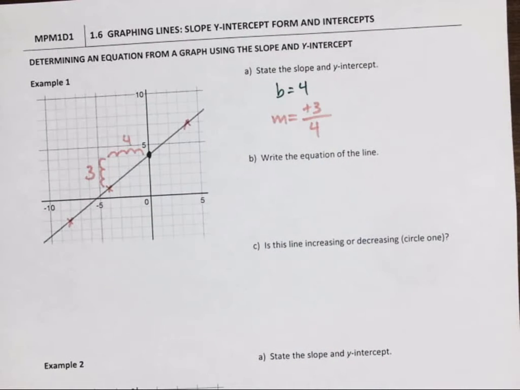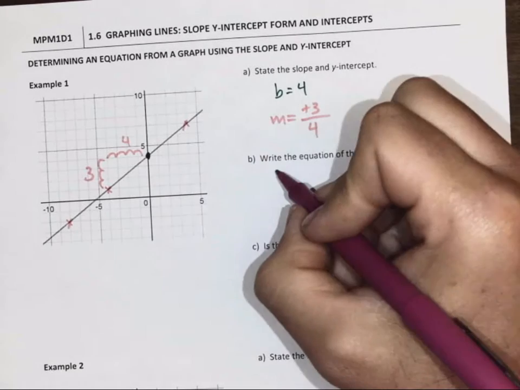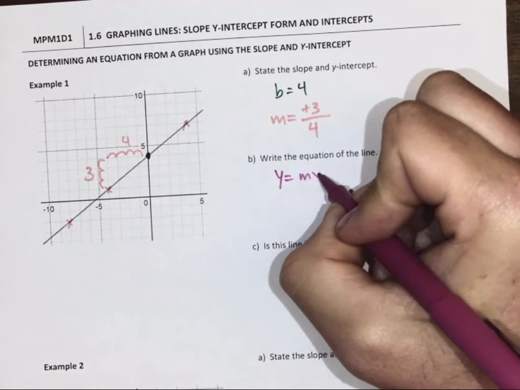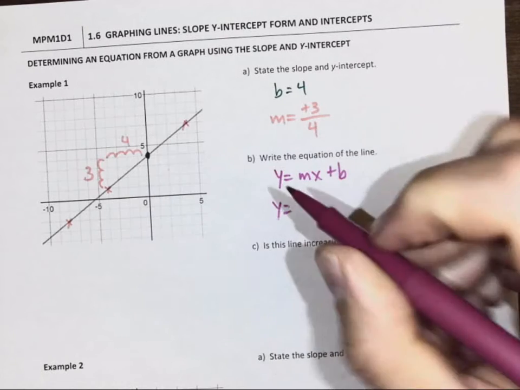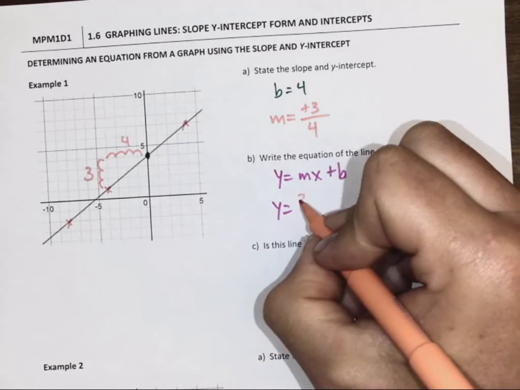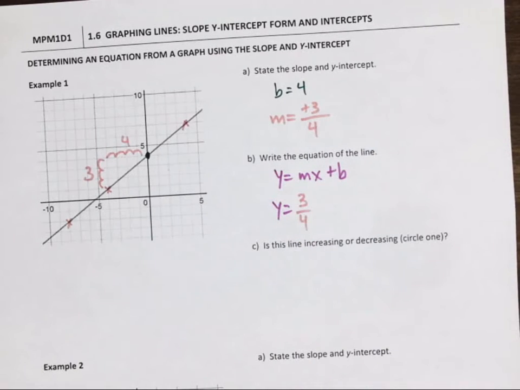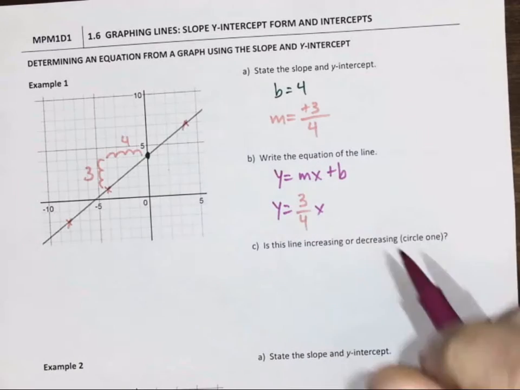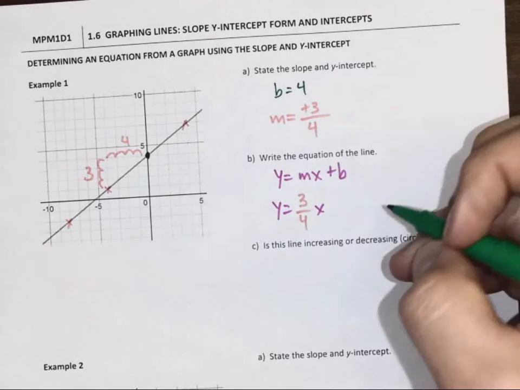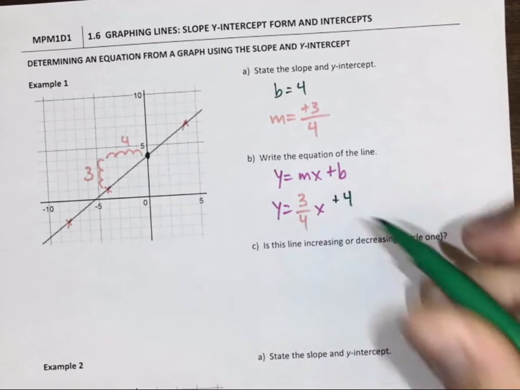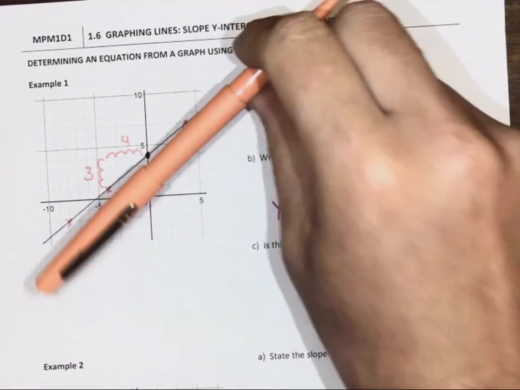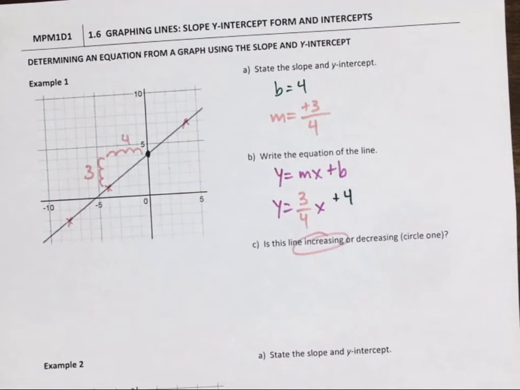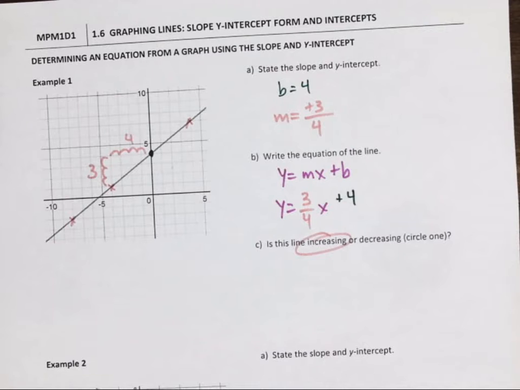Now I can write the equation of the line. Remember that it's going to be in the form y equals mx plus b. So I fill in what I know. I found a slope, 3/4, so 3/4 x, and my y-intercept is a positive 4. Increasing or decreasing? Look at it, going uphill, increasing. Let's do that again, shall we?